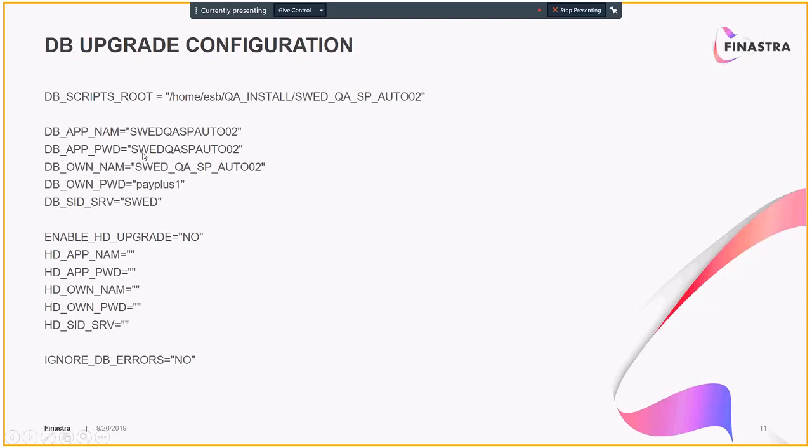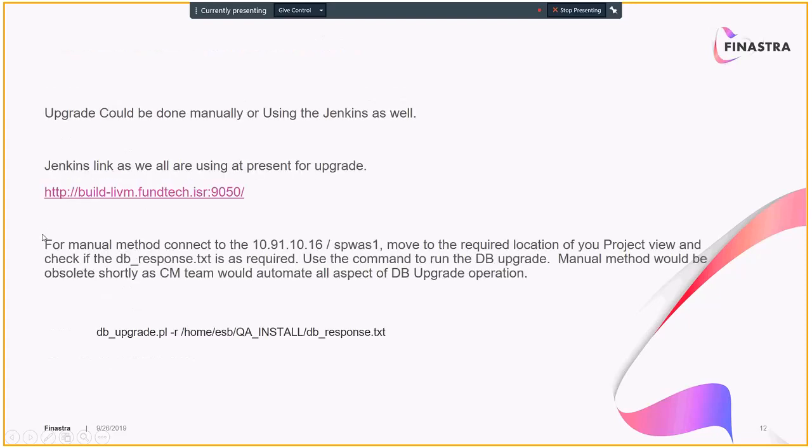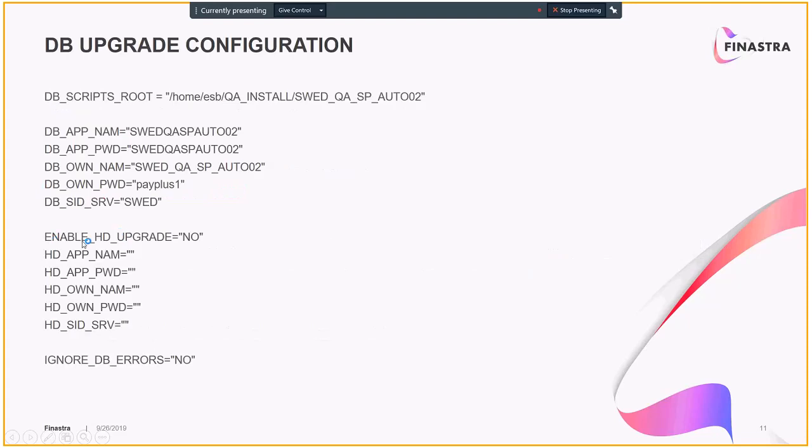If you do not have any reporting, you can skip all these other sections, like enable HD upgrade. You do not need to specify them, only if you want to upgrade. So these four, five, six lines would be enough to upgrade the active environment only. But if you want to upgrade the history or reporting, then you need to specify all these other details.